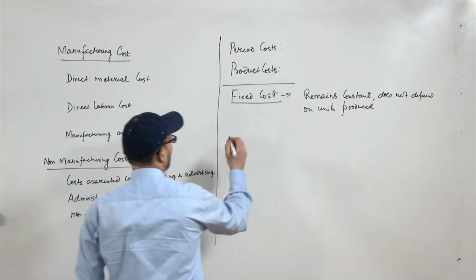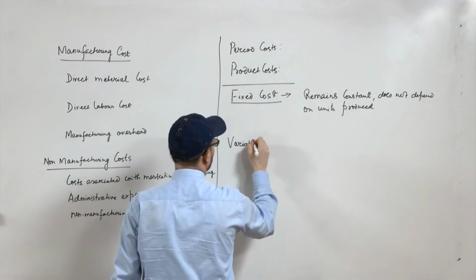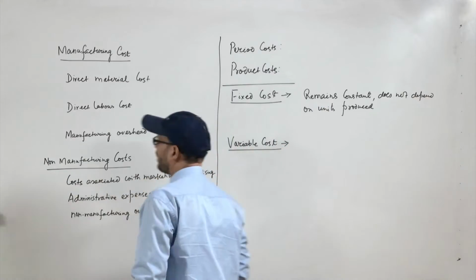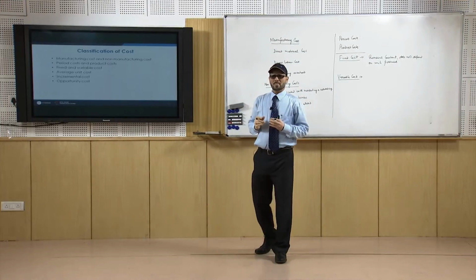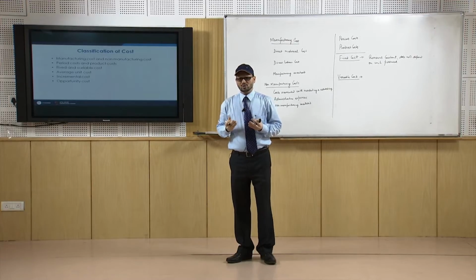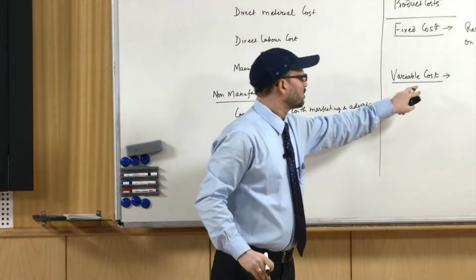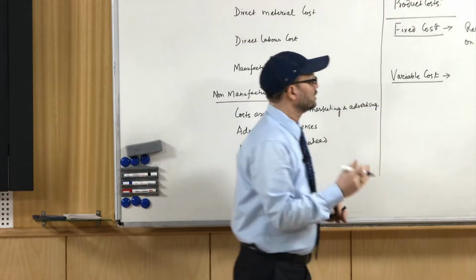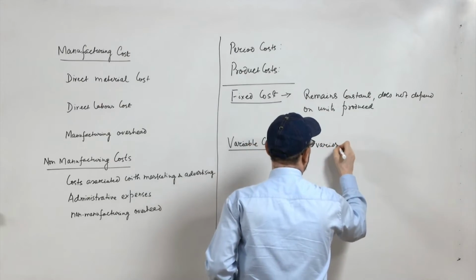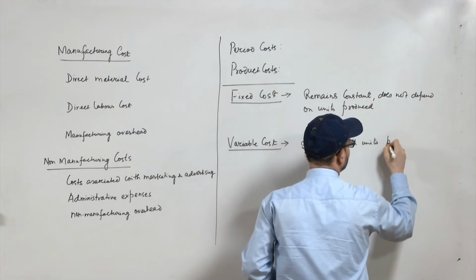Then comes the variable cost. Variable cost is the cost which varies with the amount of units produced. So, as the number of units produced increases, this cost will go on increasing. So, it varies with units produced.